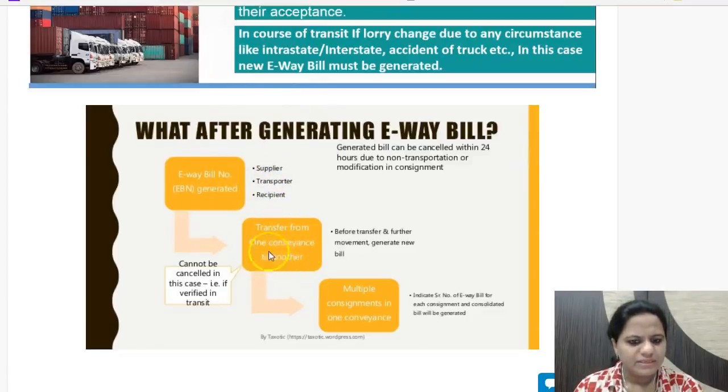And then wherever there is transfer from one conveyance to another too, a new bill needs to be generated. So this keeps a track on movement of goods, and then the compliance as such with GST can be further ensured.